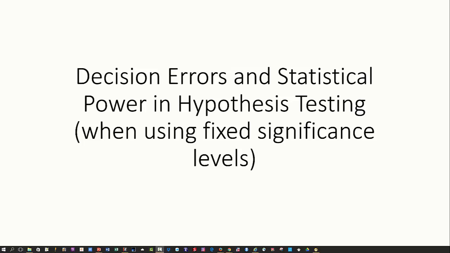That is, correctly rejecting H0, finding an effect that really is there. And we'll specifically do that in the context of fixed significance levels when you've set alpha to 0.05, or when you have a critical value that says something like reject H0 if the z-test statistic is greater than 1.645.